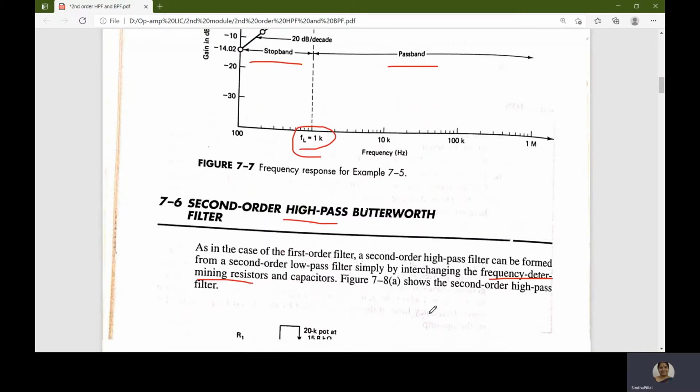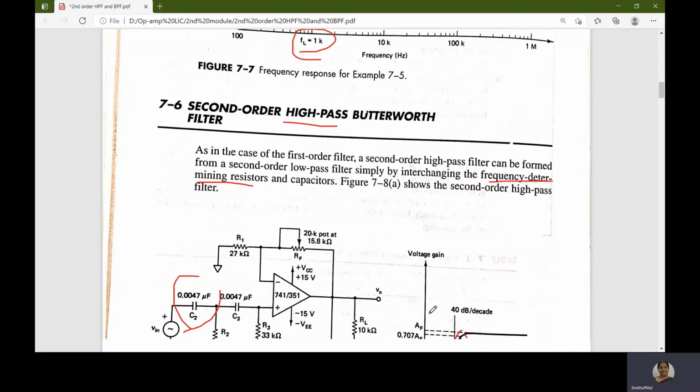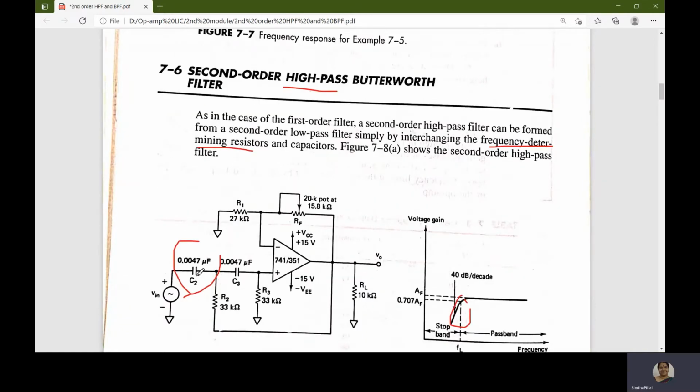In second order high pass, we have seen that the input will be given to the capacitor. So one capacitor and one resistor will be extra here. So we have C2, C3, R2, R3 for the second order high pass filter, and the response will be nearly equal to the ideal characteristic. The roll off will be 40 decibels per decade.